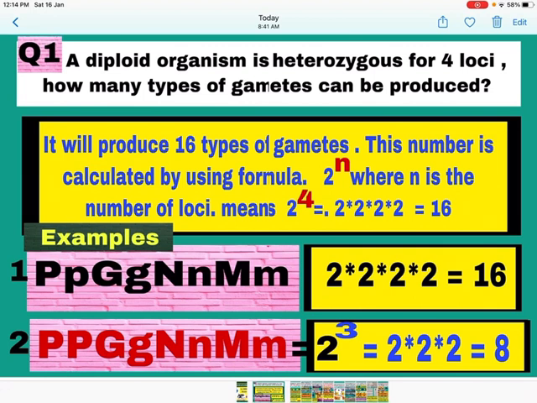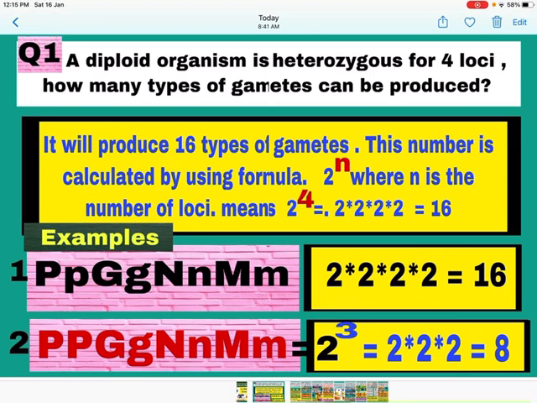How will we calculate this? This number is calculated by using a simple formula, 2 raised to the power n. And what is n here? It is the number of loci where the organism is showing heterozygous condition. And here there are 4 points where the organism is heterozygous. So it is 2 raised to the power 4, which is equal to 16.